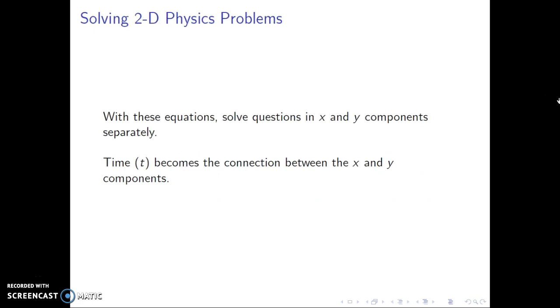So how we're going to do this is we're going to apply these equations to the x and the y components separately, and then use time to connect the information between x and y. Now, please, please, please be super careful. Do not start applying x component variables in y component equations, or vice versa. An x component variable will not translate into the y direction, and it will only mess up your answer.